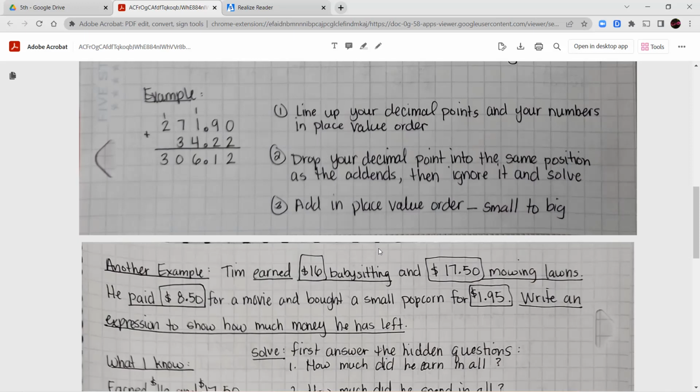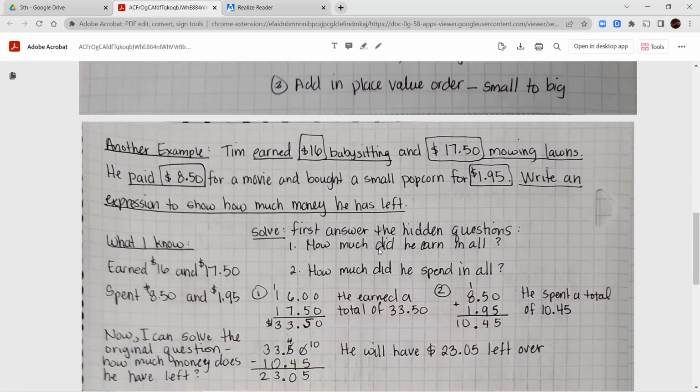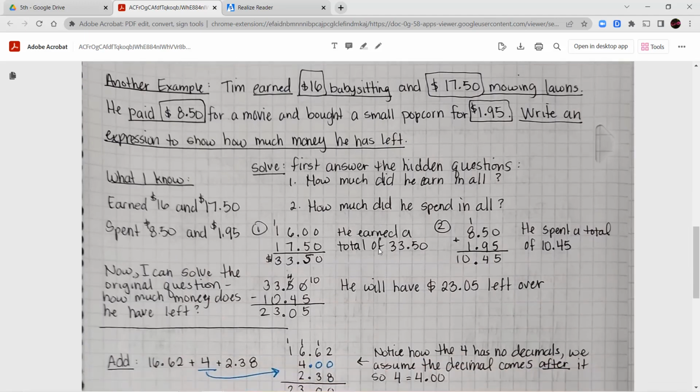So our sum here is 306 and 12/100ths. So again, we added in our place value order. We went from our smallest place value to our biggest one until we found our answer. All right, let's take a look at another example.